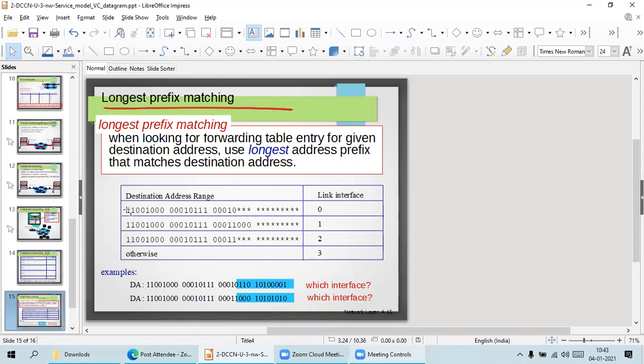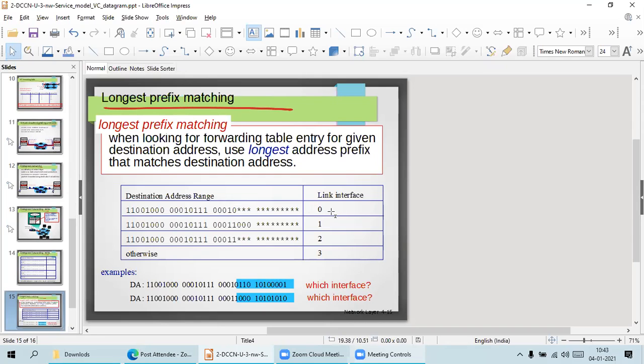Here, first destination: 1 0 0 0 0 0 0 0 0, till here I'm considering. After that, star means wildcard characters. Whatever you have, 0 or 1 or 2, I don't care. Till here I'm going to consider.